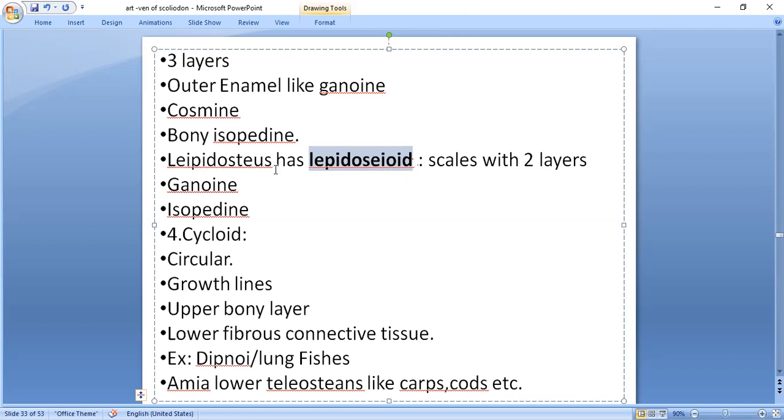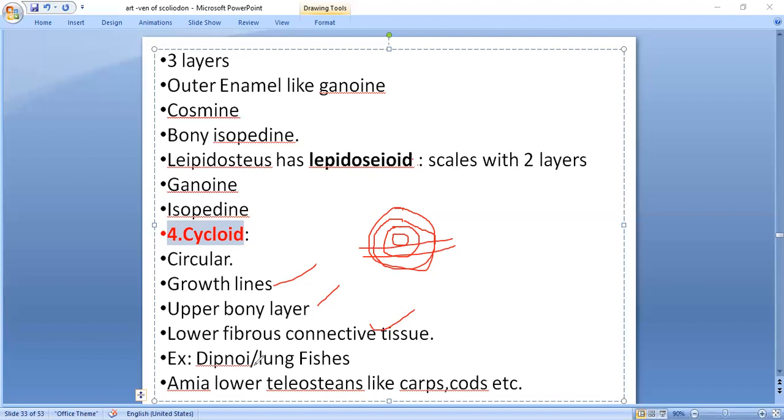Of holostean bony fishes. And the fourth one is, we all know, the cycloid type of scales. We know them very well. They contain growth rings. The outer layer is a bony layer. If we cut this scale and observe its TS area, it contains an upper bony layer and a lower fibrous connective tissue layer. Examples are dipnoi fishes or lung fishes.